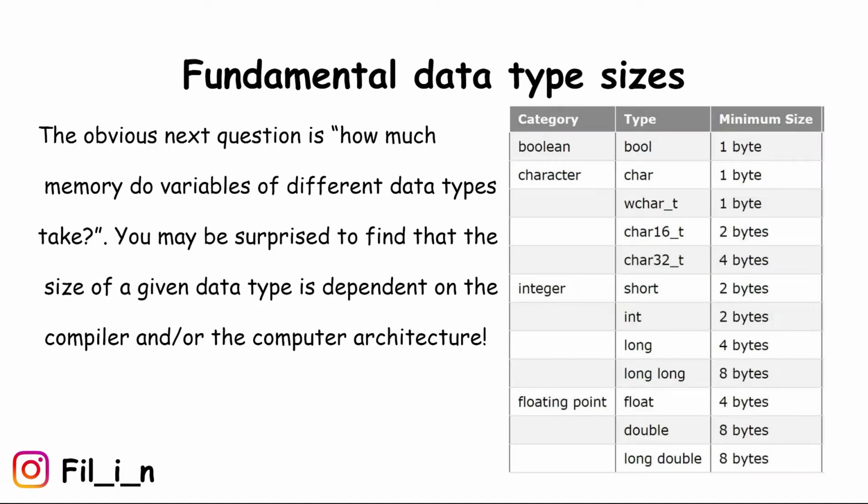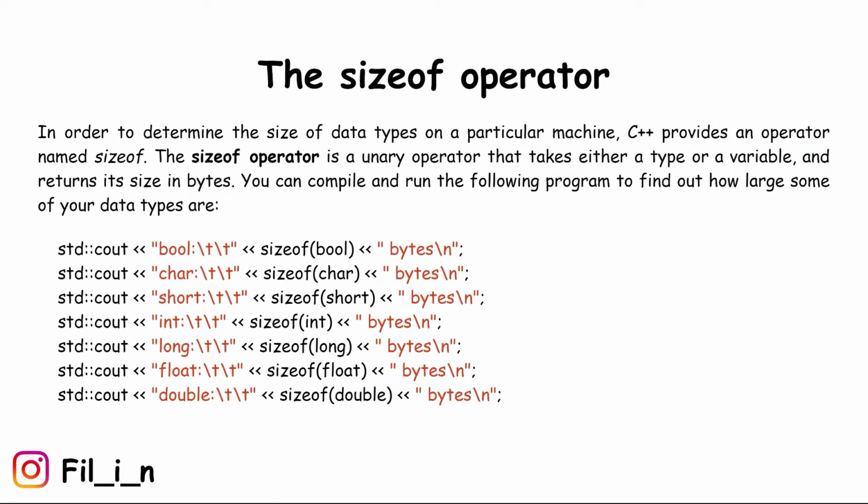The obvious next question is, how much memory do variables of different data types take? You may be surprised to find that the size of a given data type is dependent on the compiler and/or the computer architecture. In order to determine the size of data types on a particular machine, C++ provides an operator named sizeof. The sizeof operator is a unary operator that takes either a type or a variable, and returns its size in bytes. You can compile and run the following program to find out how large some of your data types are.